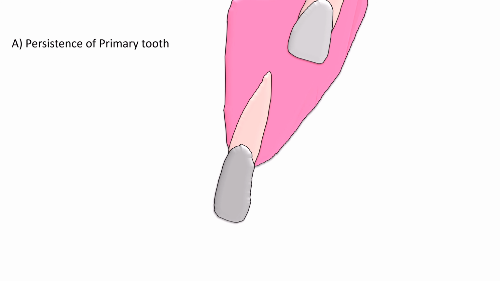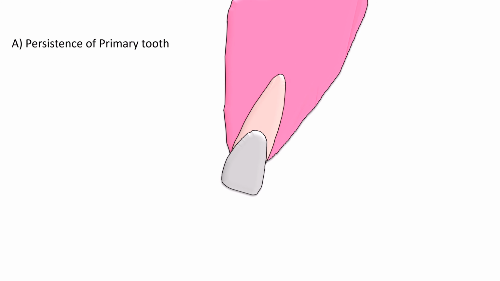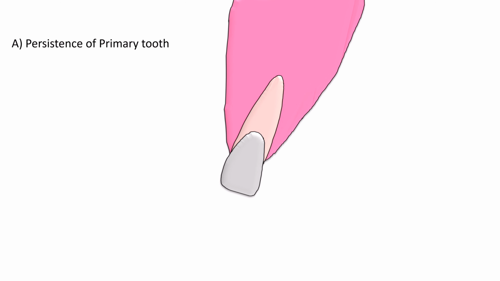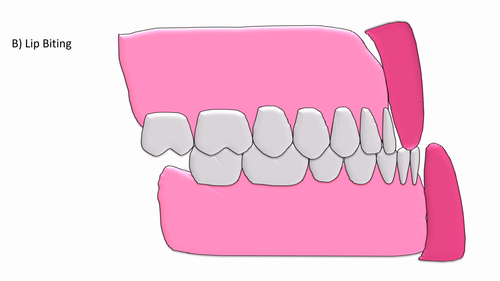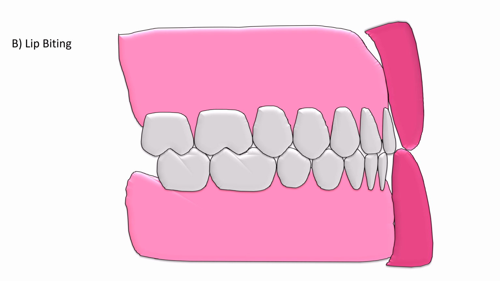Persistence of primary tooth in maxillary arch causes palatal deflection of erupting successors. It leads to anterior crossbite. Coming to lip biting. Lip biting habit leads to anterior crossbite.